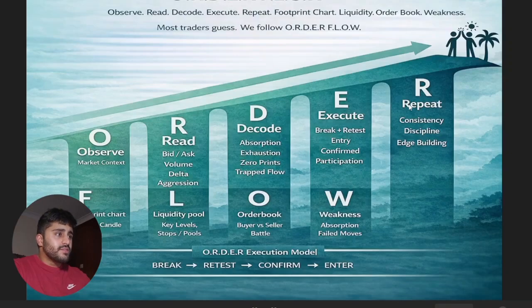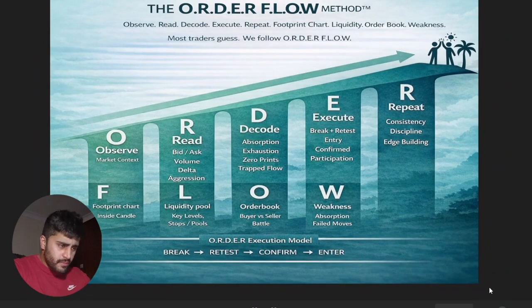How it works. So this is the order flow method, if you like. What does the order flow method stand for? It is O for observe, R for read, D for decode, E for execute, and R for repeat. We observe what the market is doing.